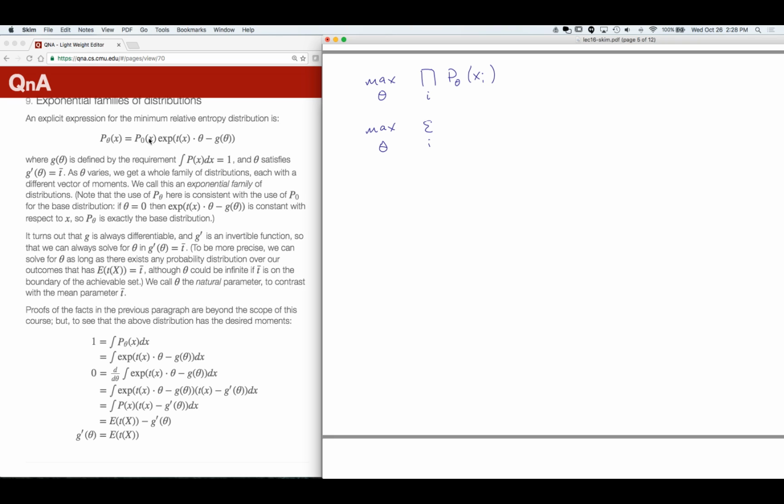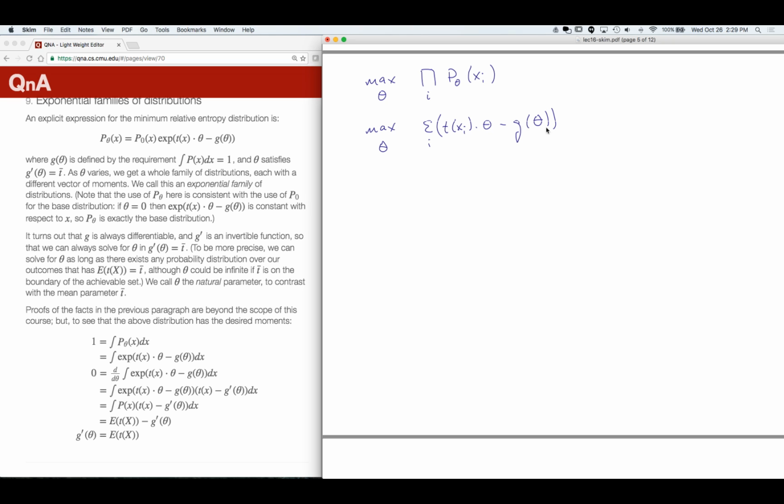So p0 of x is just depending on x, not theta, so it doesn't affect the maximization over theta. So I just take the log of this, which is t of xi dot theta minus g of theta.